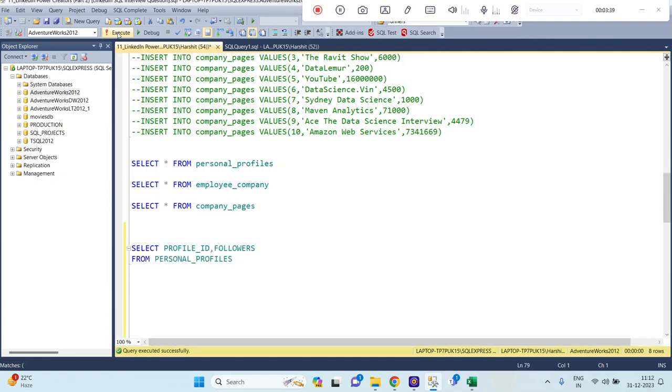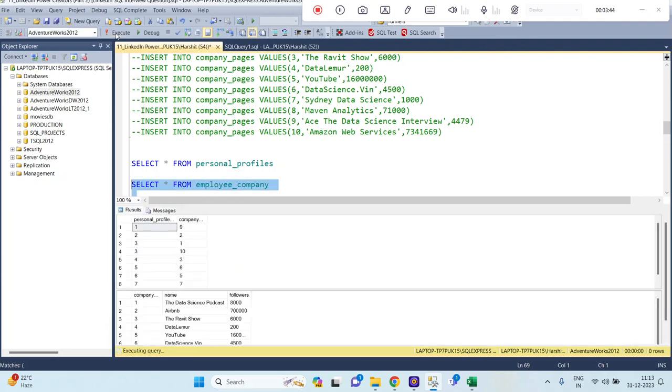Now what we need to do, now we need to do, if you see over here, for personal profile ID 3, it is working for 1 and 10, right? Now let me copy this data into the Excel file.